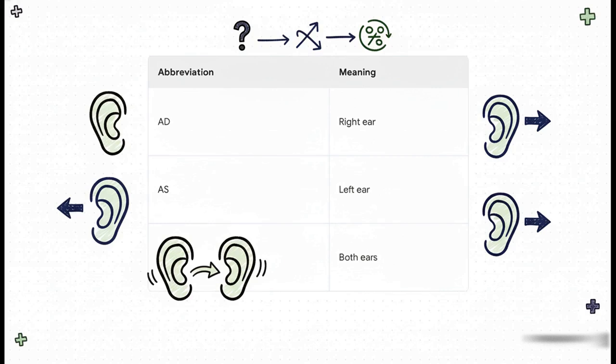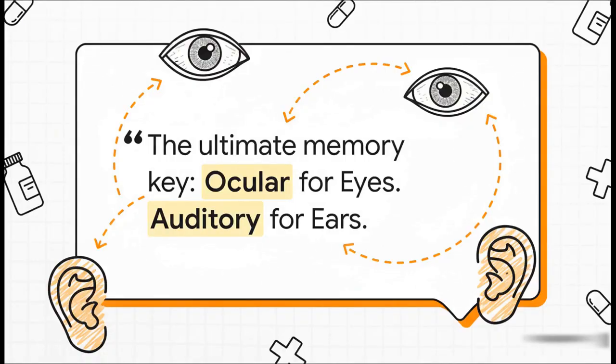You can see the problem right away, can't you? AS for left ear versus OS for left eye. It's just one letter off, but it's a world of difference for the patient. So how do you keep this straight forever? Here is the ultimate memory key. It's so simple. All the eye abbreviations start with an O for ocular, and all the ear abbreviations start with an A for auditory. If you can just lock that in your brain, O for eye, A for ear, you literally cannot get these questions wrong.